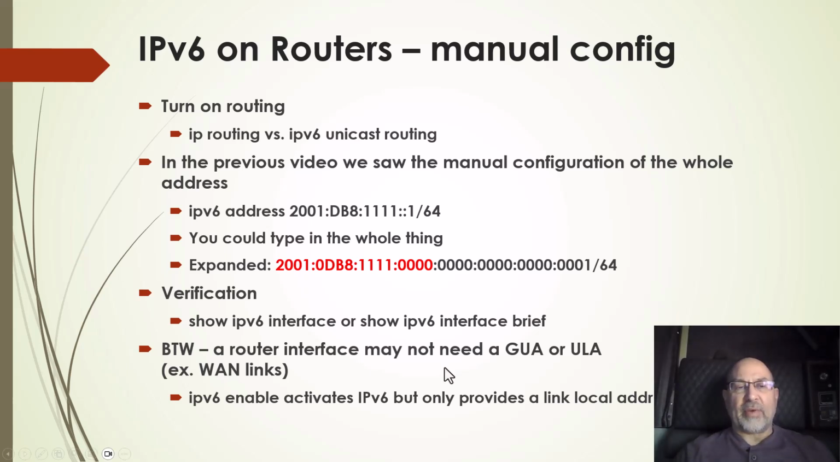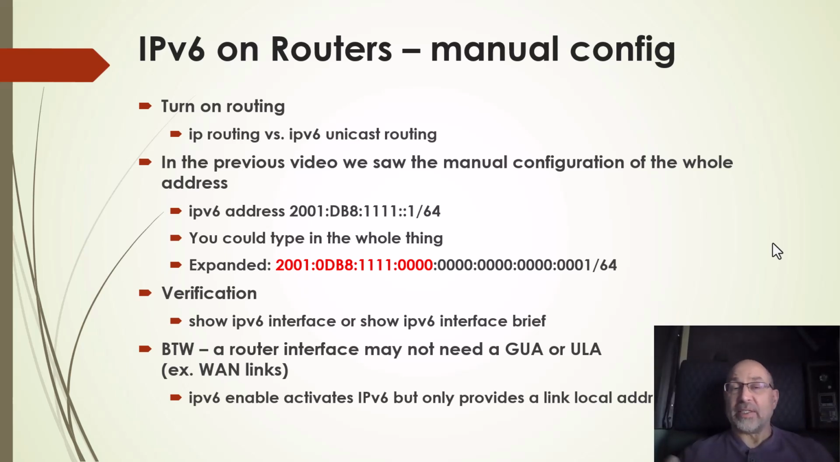Now the first one that I've got here, we saw this manual configuration that we did before, right? 2001:DB8:1111::1/64. And that is the shorthand, right? The abbreviated version. We can also expand the whole doggone thing and write out the whole address. And then we can take a look at the address on the interface and we can do our verification. We'll remind ourselves how to do that here in a second.